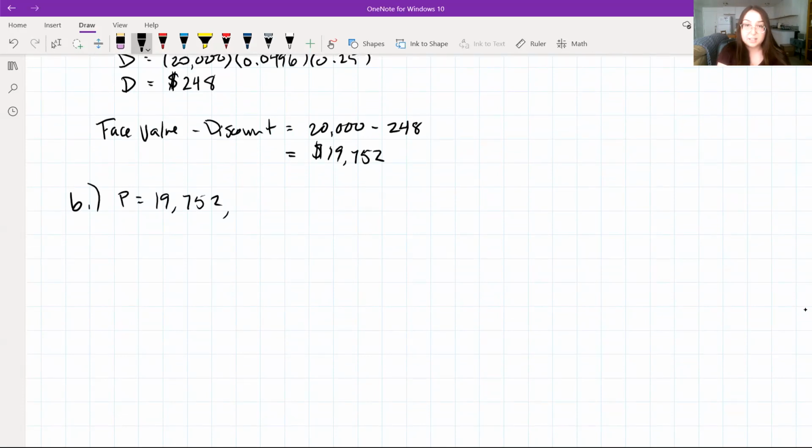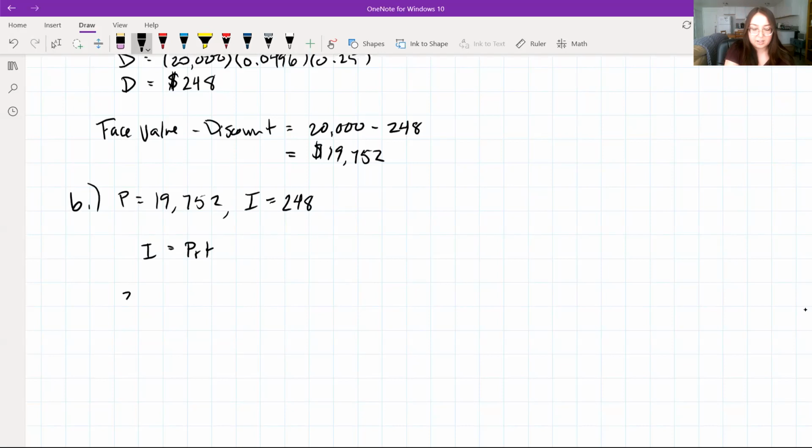We know our interest now, or our discount, which is the same thing, is $248. And what we're looking for is the rate. So we're going to use our simple interest rate equation in order to find the rate. So we use the same thing that we've used before with I equals PRT. So now we have values for all these things.